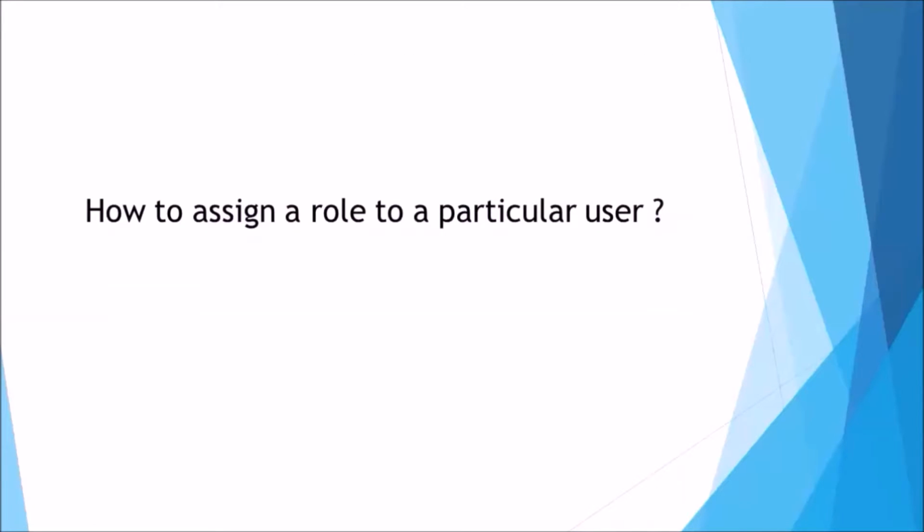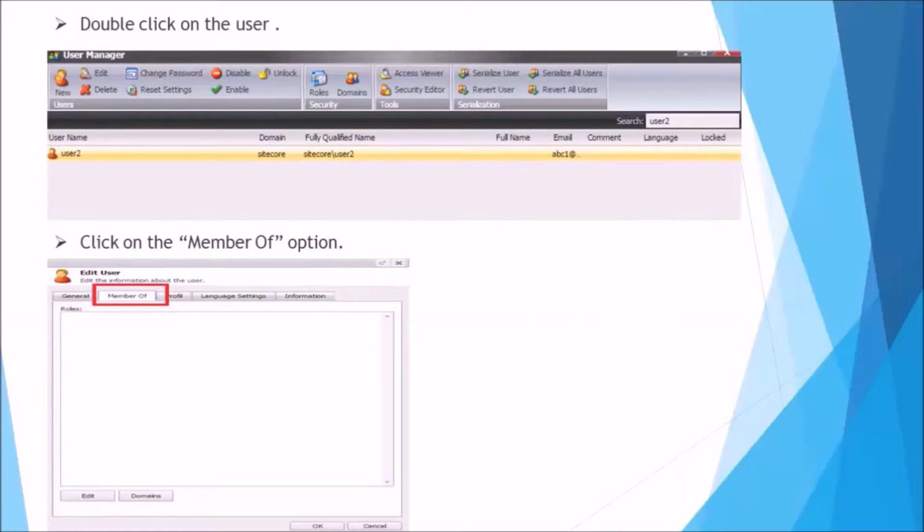Now we'll see how to assign a role to a particular user. As you can see on the user manager page, there's a user named user2. You need to double click on the user. A window will open up. You need to go to the second tab, which is member of, and then click on edit.